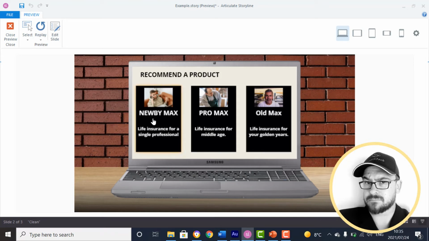Alright, so we've got 3 packages here. Newbie Max for single professionals, Pro Max for middle-aged men, and Old Max for your golden years. We do know this person is 40, so this I would think would be the best package.